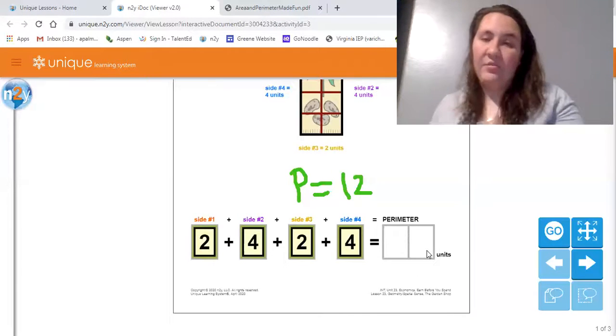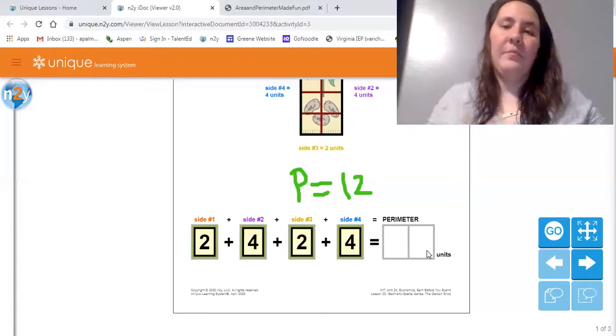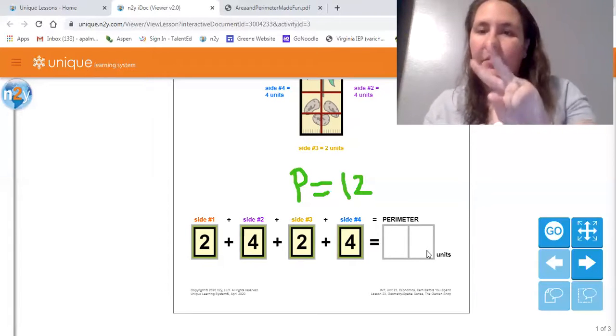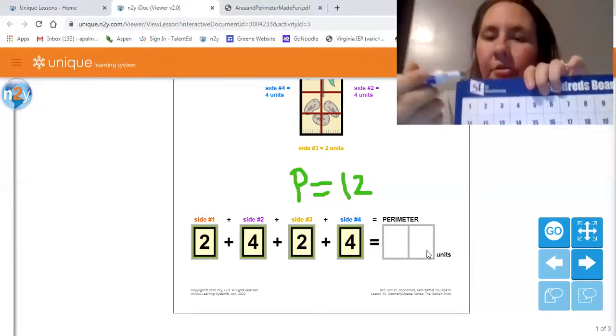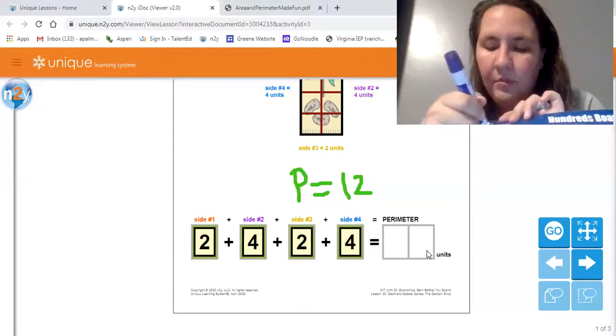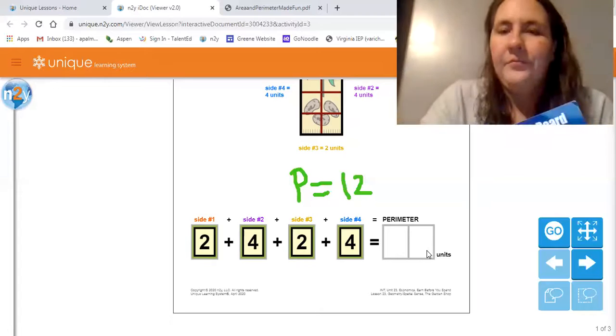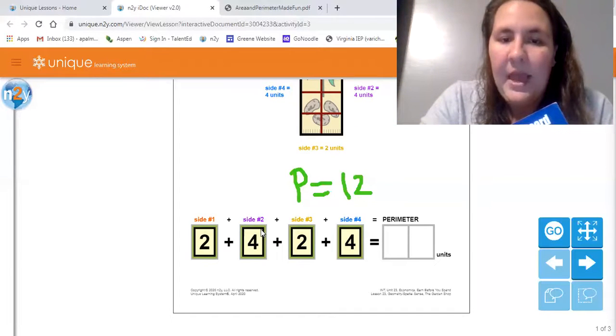So now that I have all my numbers in my number sentence, I can use my hundreds chart to add all those together, right? So I'm going to start on side number 1. What number do I have for side number 1? Very good. Yeah, I have a 2, right? So on my hundreds chart, I'm going to circle my 2 because that's where I'm starting. Okay. And how many do I need to add on? Yeah, I'm going to add on 4.